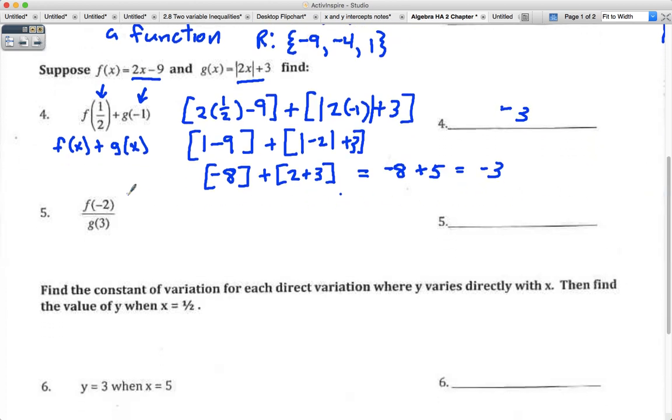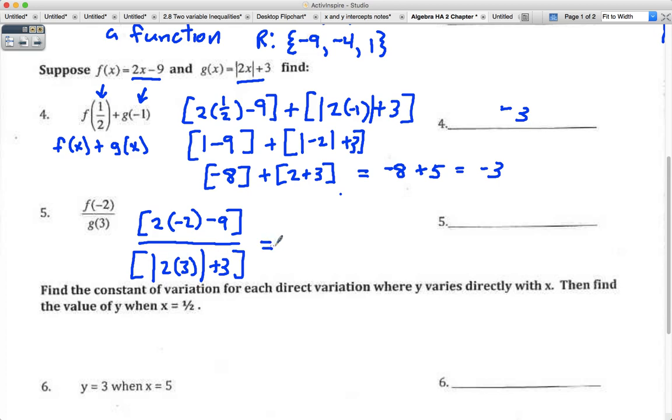Now let's do f of x divided by g of x. So I'm going to set that up. I'm going to use negative 2 as my input for f of x. So I'll put in now 2 times the quantity negative 2 minus 9. That is f of x. Divided by g of x, which is the absolute value of 2 times 3 plus 3.